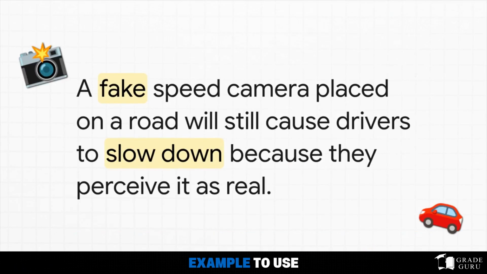Here's the perfect example to use on your exam. Think about a fake speed camera on the side of the road. The camera itself does nothing, right? It's just a box. But because drivers define that situation as real, they think it's a real camera, the consequence is very real. They slow down.